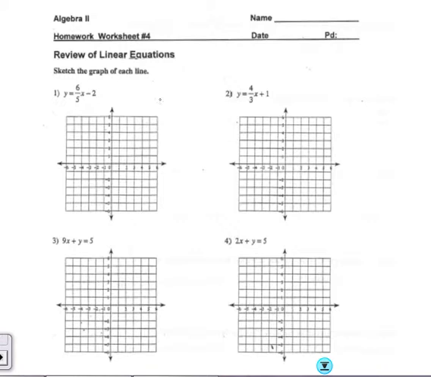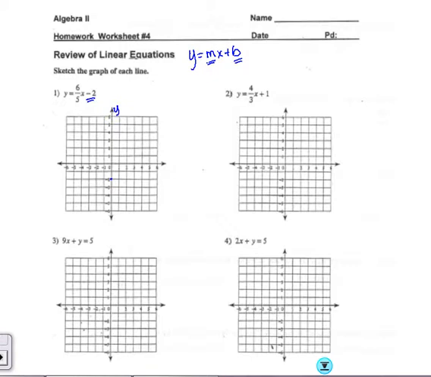So this first, problems 1 through 6, are asking you to graph. If we have it in y equals mx plus b form, then we can identify our slope and our y-intercept. All right, so in this case, we would begin at our y-intercept of -2.